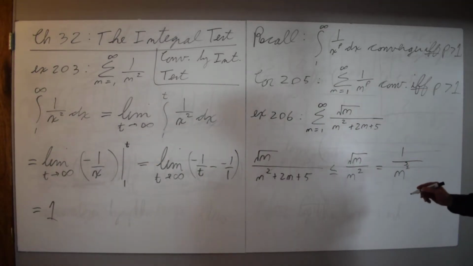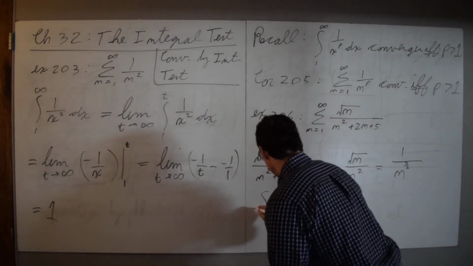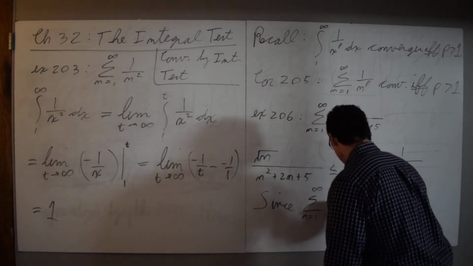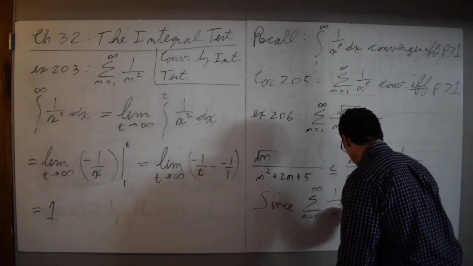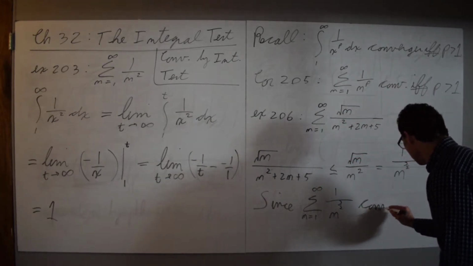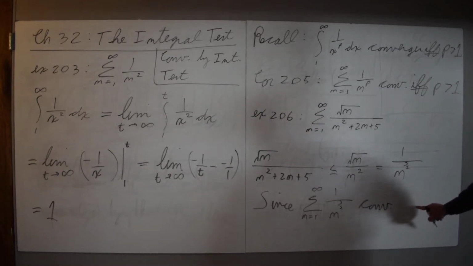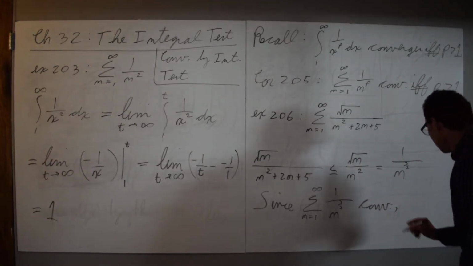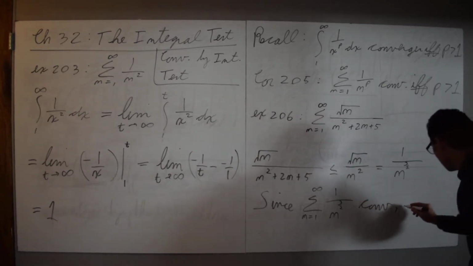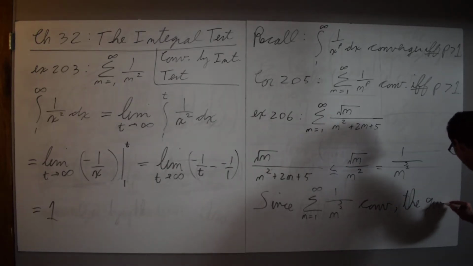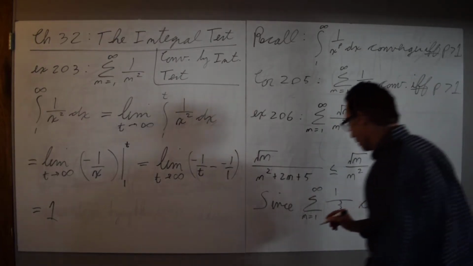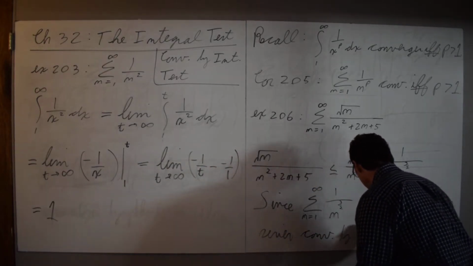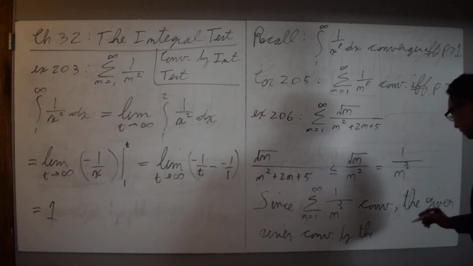Now, since the series of 1 over n to the 3/2 converges, because it's a convergent p-series with p equal to 3/2, which is greater than 1, then the series that we were given, and in the interest of time, I will just say the given series, converges by the comparison test.